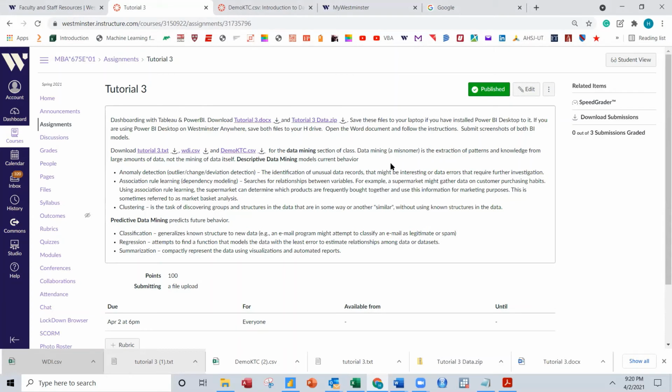Yeah, because I had already uploaded stuff, and I was like, man, I'm losing my mind if this stuff was there and I just didn't see it. No, I added the download the tutorial3.txt, the demo ktc.csv file. I added that tonight. Okay, so you pulled the fast one. Yeah, I threw you a curveball.